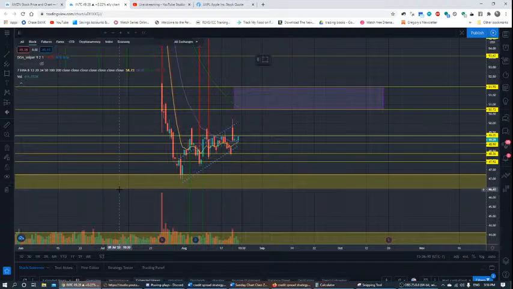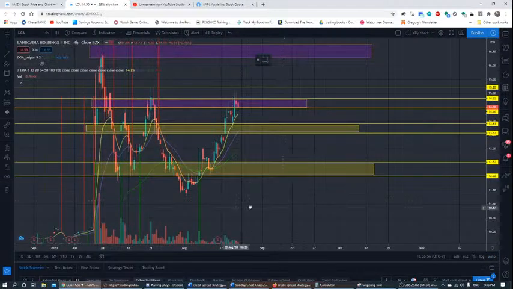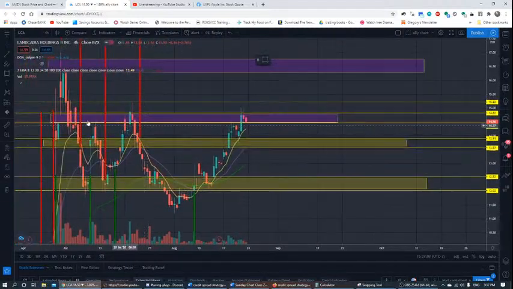Next one is LCA. I don't even know this stock, but okay. So I would be bearish below if it breaks this purple zone, because we have a lot of resistance right here. And then I would cover to this area right here.